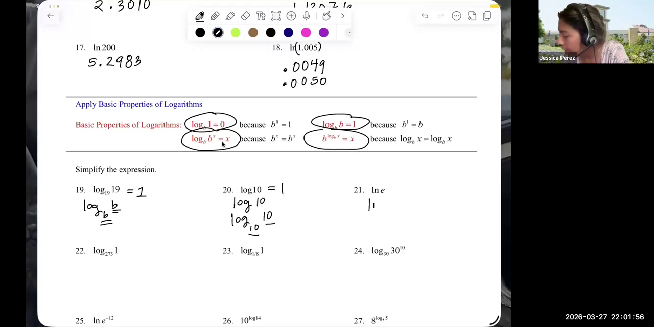Now this one is ln of e to the e. So same thing, e to the e, or the base to the base. So we're going to use the property of log base b of b. This is also going to be 1. So for those first answers, they're all 1.